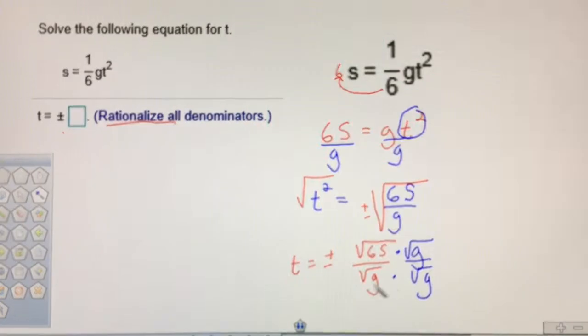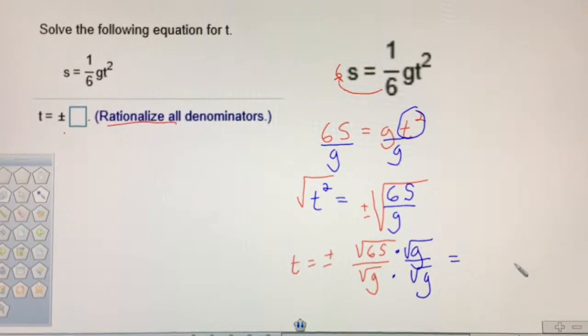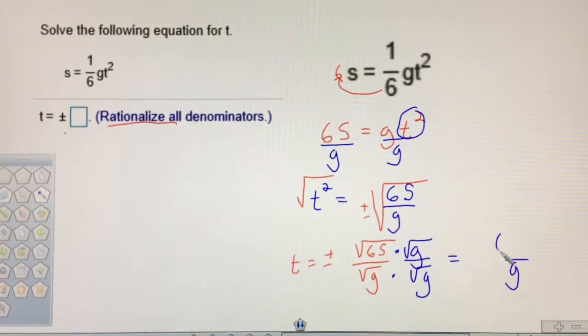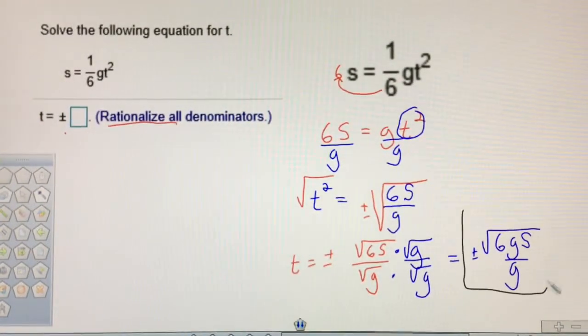Now, multiplying fractions is no problem. It's the top times the top and the bottom times the bottom. The bottom is going to equal just plain old g. The top is going to give me the square root of 6gs nested in a radical with the plus minus in front of it. And that's the final answer.